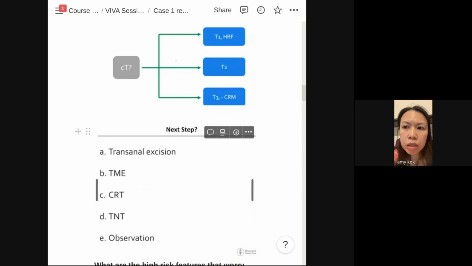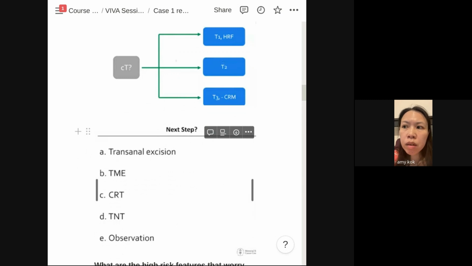Another option is a neoadjuvant chemo-RT, with a discussion with the oncologist, and try to see the tumor response, and we'll see if we can go through the watch and wait pathway. And I think transanal excision is not feasible for her case.